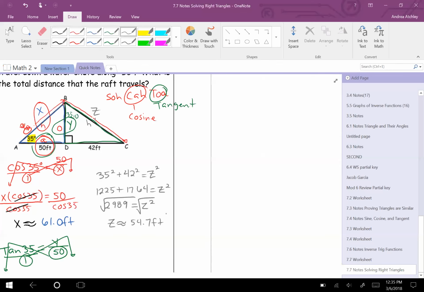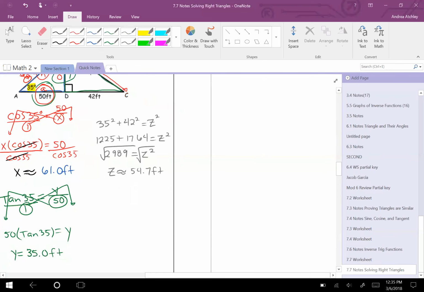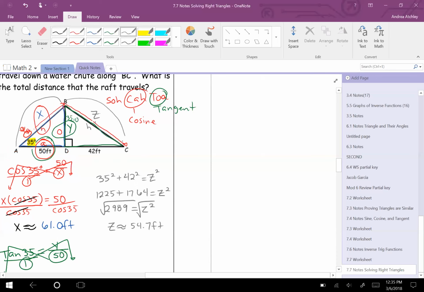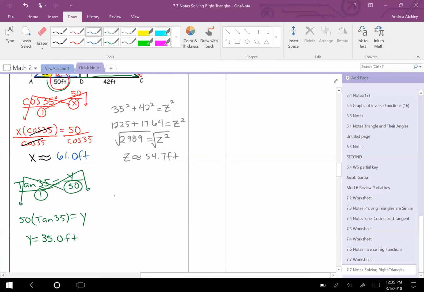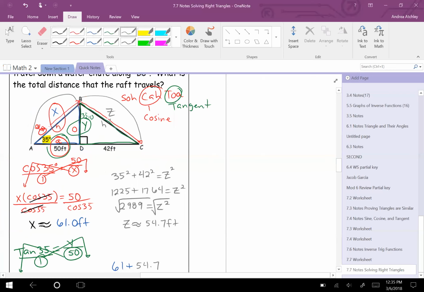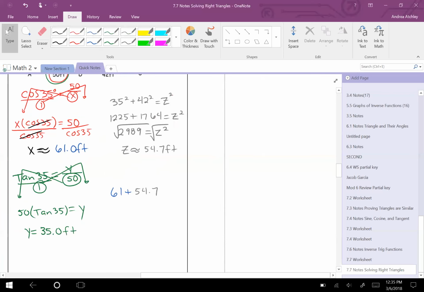Yes, we have to add the two sides, right? I need to add this side and this side together. So I'm going to get 61 plus 54.7. Do I need the 35 in this at all? No, my raft is not going to go straight down, and if it does, we're in big trouble and we get to have a really big lawsuit going on. So 115.7 feet. That is what we travel in our raft. Good job.